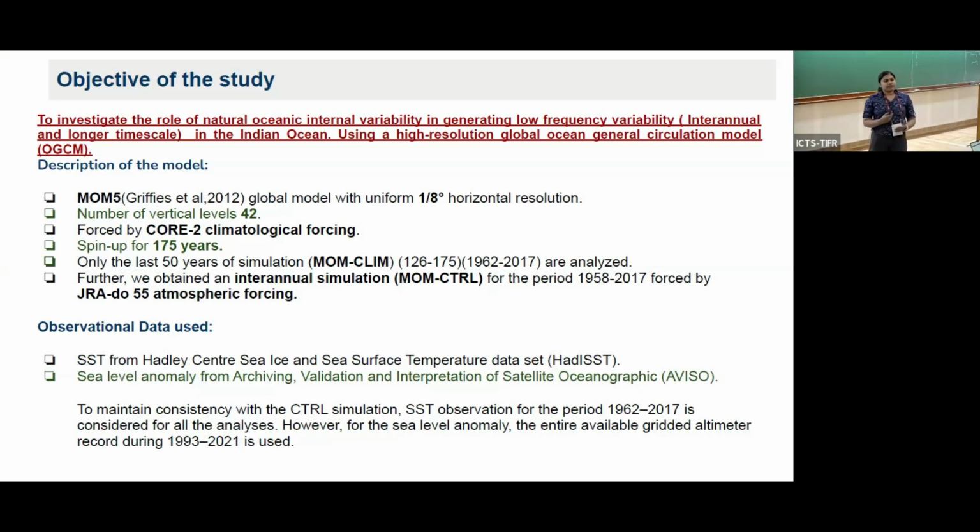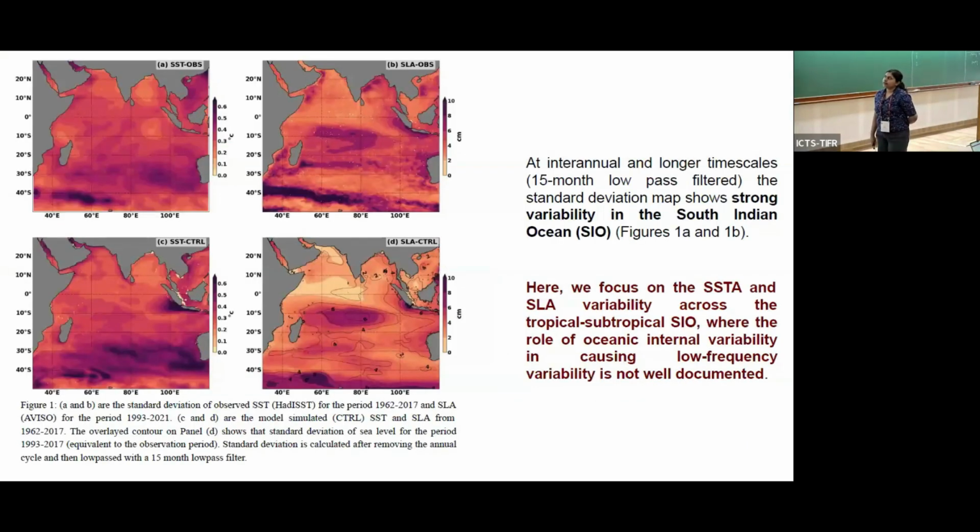The model is further integrated using JRA-55-do interannual forcing, and the output from 1958 to 2017 is used for our analysis. To validate this model simulation, we also use the HadISST data and the AVISO sea level data. Now, this is the observed variability in the Indian Ocean.